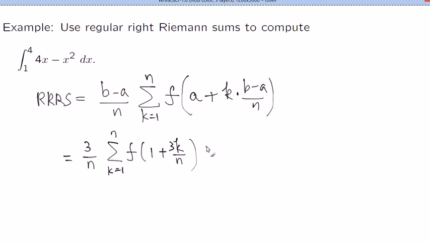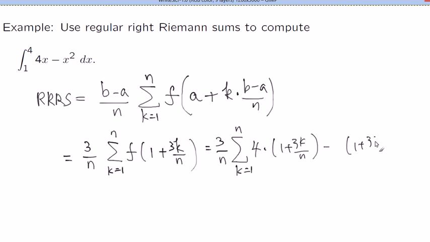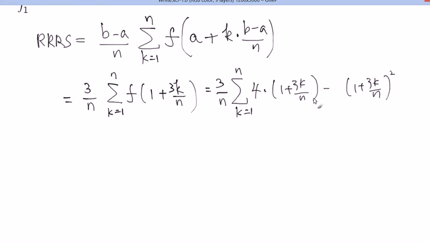So let's do that. 3 over n, big summation symbol. And it's 4 times what? That whole thing, right? 1 plus 3k over n, minus that whole thing squared there, right? So it's 1 plus 3k over n, squared. Now it's very explicit. Everything is in k and n. There's no f, there's no star, anything. This is something you can compute, all right? And n is not changing as k changes from 1 through n, correct? So it is considered a constant as k changes from 1 through n.